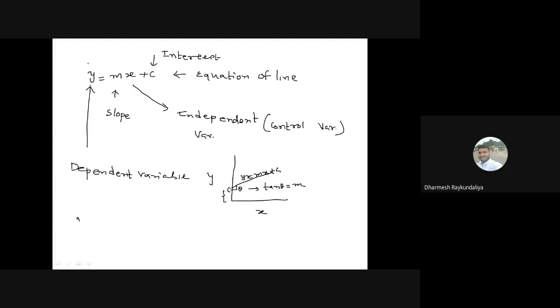Just a change of notation: if I write beta 0 for c and beta 1 x for mx, again this is a mathematical equation and the equation of a line, where beta 0 is the intercept and beta 1 is the slope parameter.